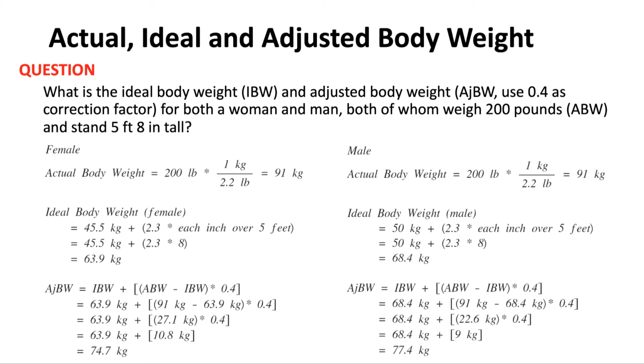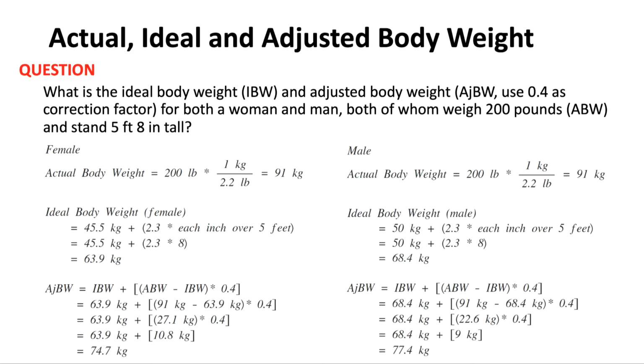On the second step down, you can see the difference between 91 and 63.9 is 27.1. When we multiply 27.1 by 0.4, we can see what we're going to add to the ideal body weight is 10.8 kilograms. When we add that to the ideal body weight, we can see that her final adjusted body weight is 74.7 kilograms.